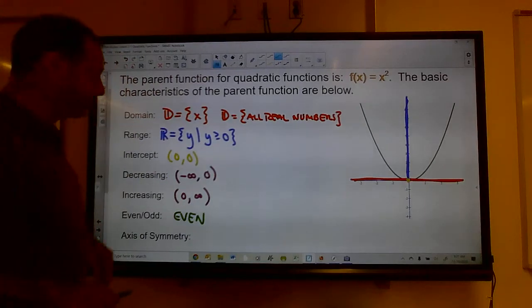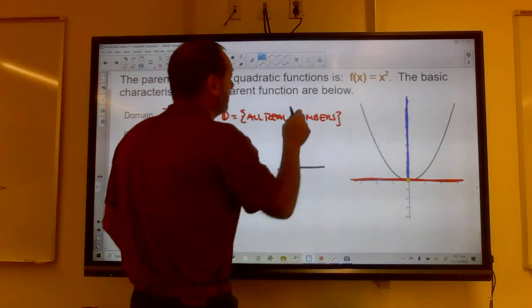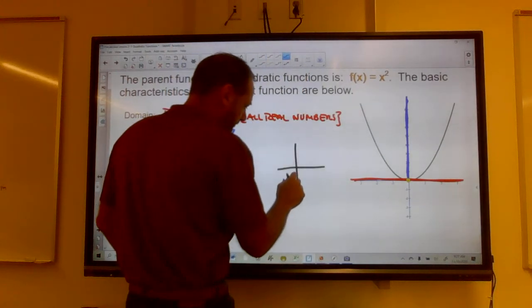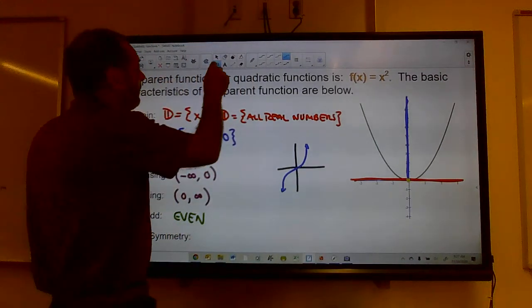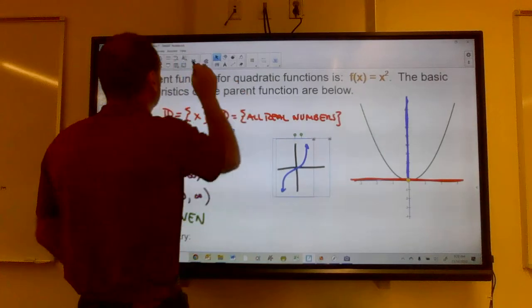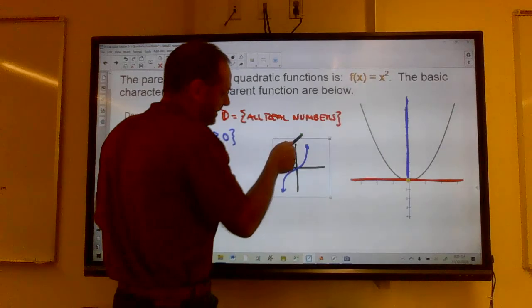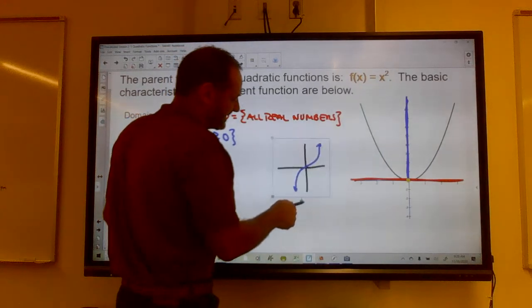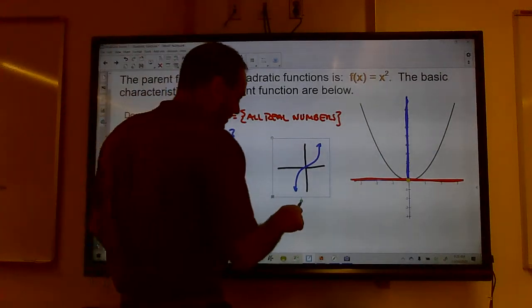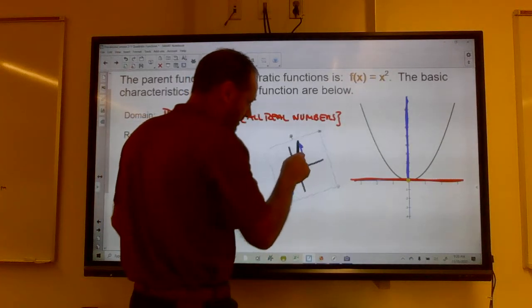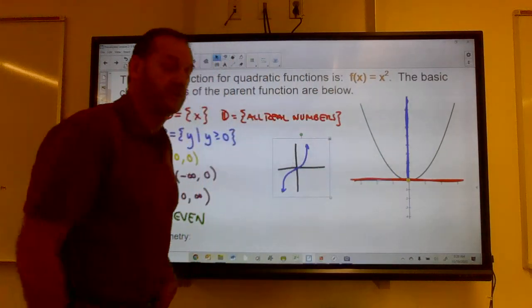If it's symmetric to the origin, which would look something like this, that would make it odd. Now, how does that make it symmetric? Bear with me here a second. If I can take this thing and rotate it 180 degrees and I get exactly the same graph, then that's odd. All right, so this is odd because I can rotate it 180 degrees. This is even because I can reflect it over the y-axis.